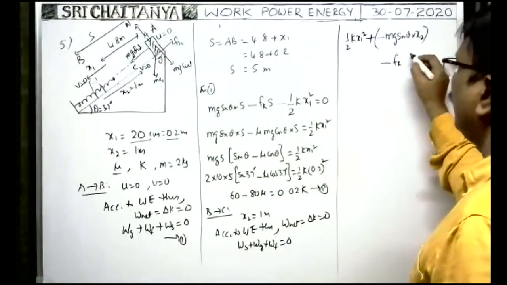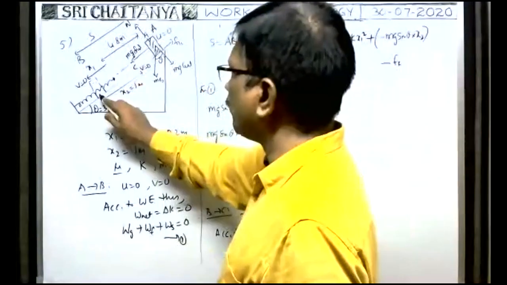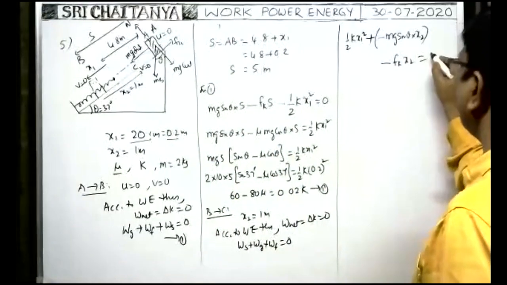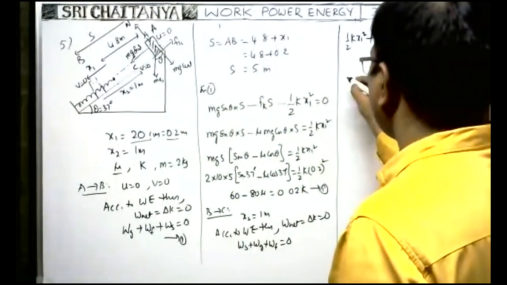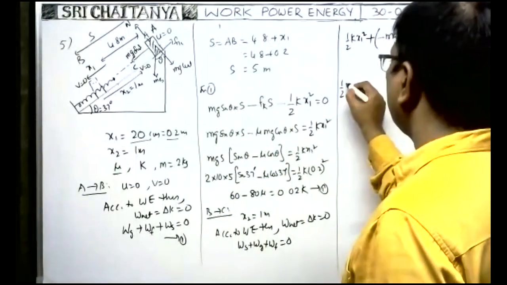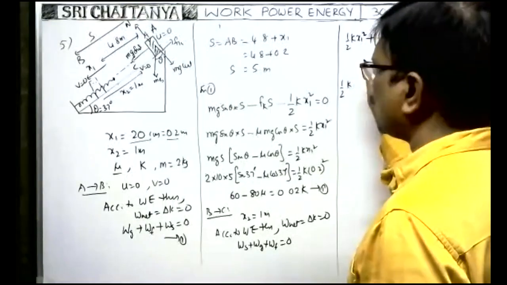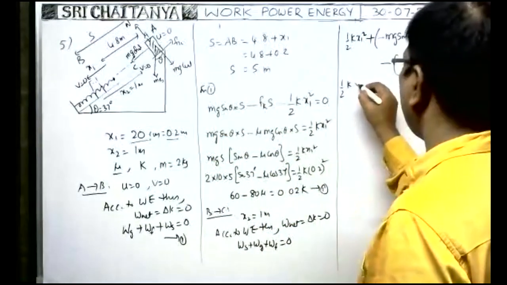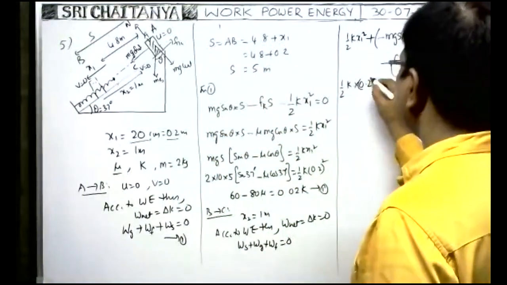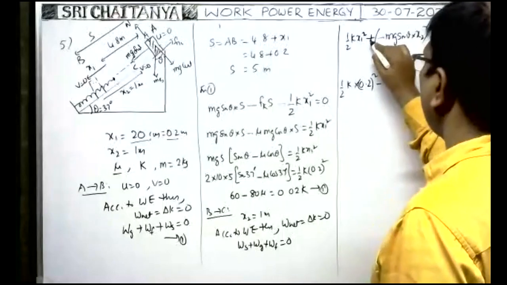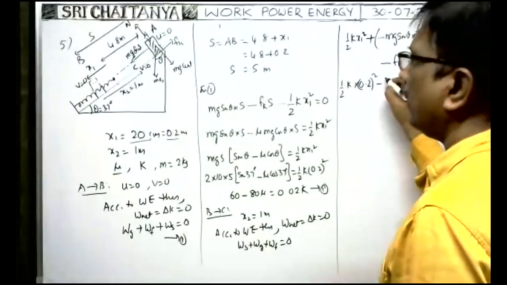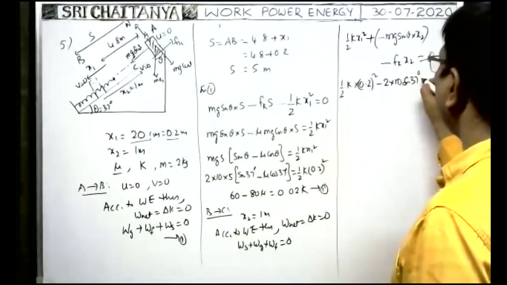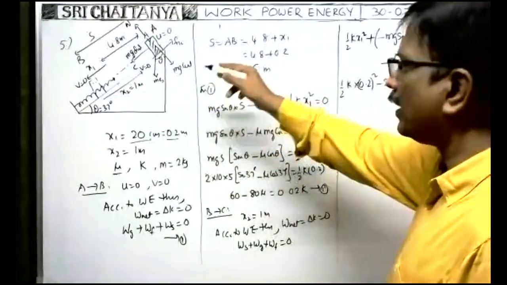Before coming to rest, the block travels a total distance of x2, so you write x2. This is equal to 0. Now you substitute the data. Half k into x1. What was x1 given? 0.2 meter, so you write 0.2 meter squared, plus minus mg sin theta into x2. m is 2, g is 10, sine 37 degree, into x2. x2 is 1 meter, given.